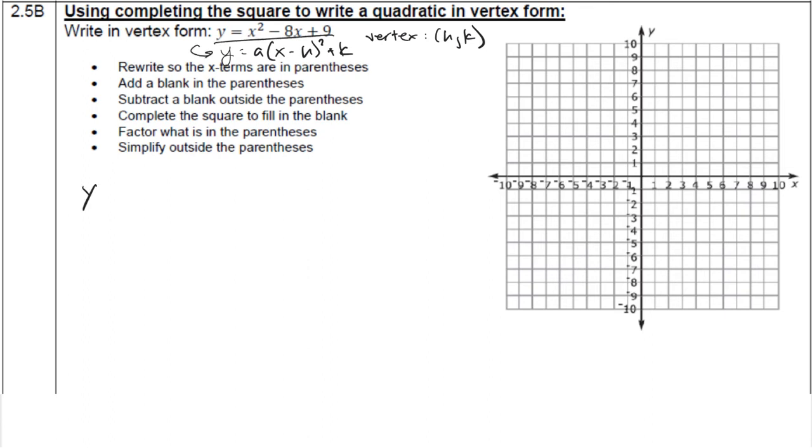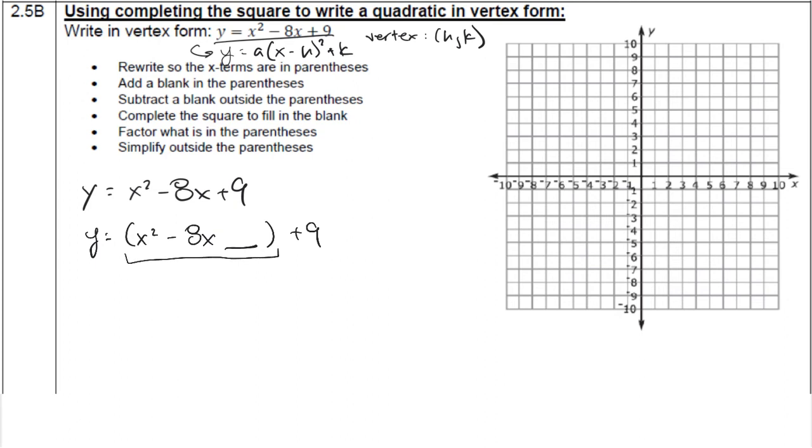Well, I'm going to rewrite it so I have room to work: x squared minus 8x plus 9. If you read the directions, everything is there. So I rewrite the x terms so they're in parentheses. The next step is going to be y equals x squared minus 8x, and there's a blank there, plus 9. So here is my perfect square quadratic, but I just removed the constant.